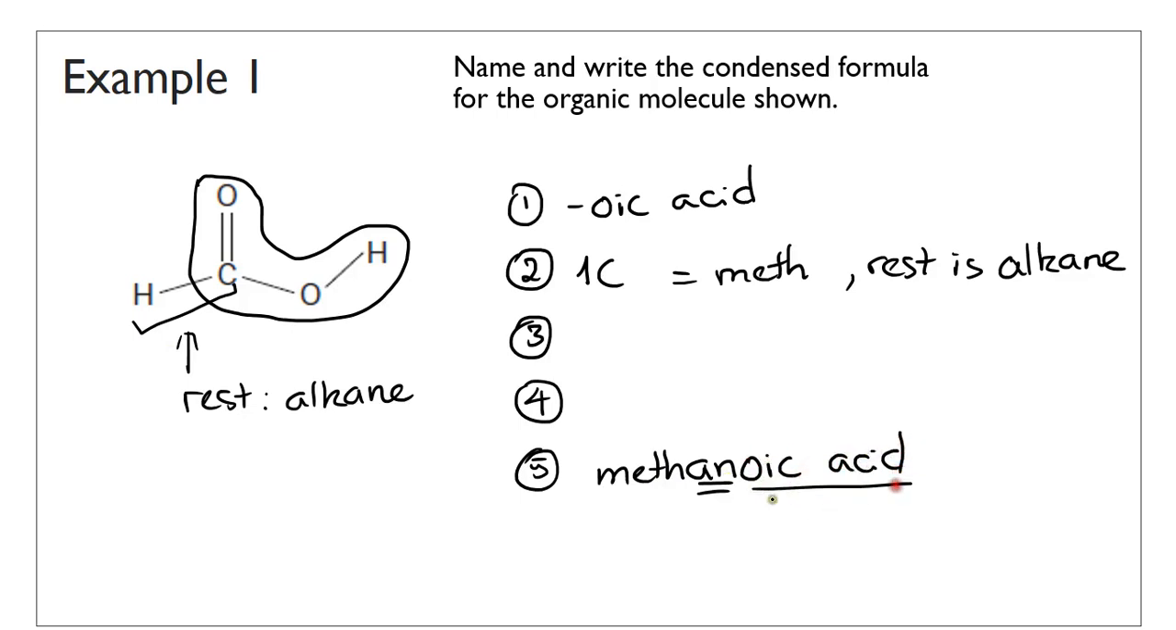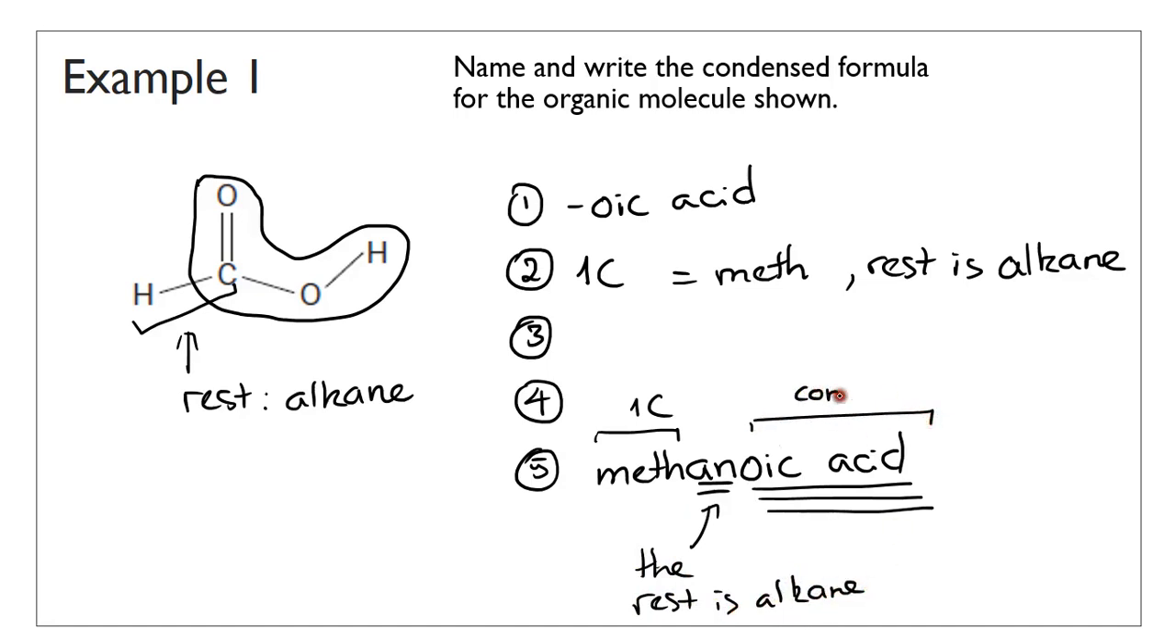So the oic acids are here. Or methanoic acid. Meth, one carbon, AN, rest of the molecule is alkane, and the suffix, so it contains a carboxyl group. Methanoic acid.